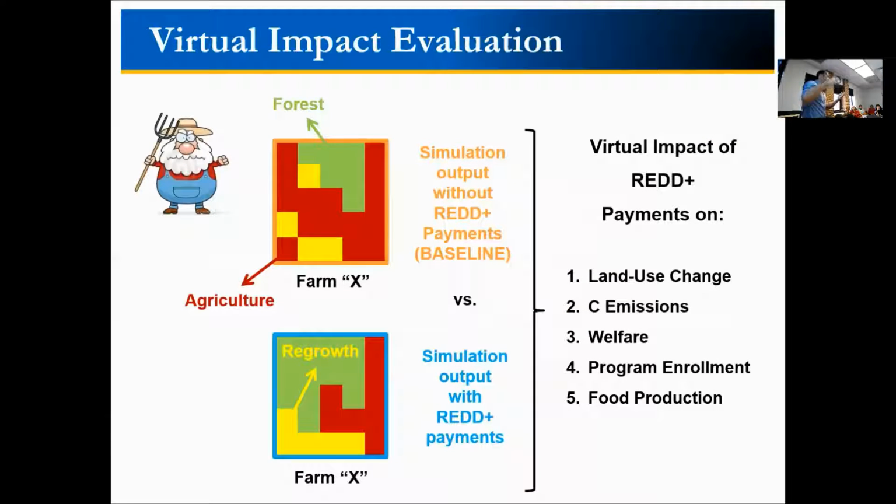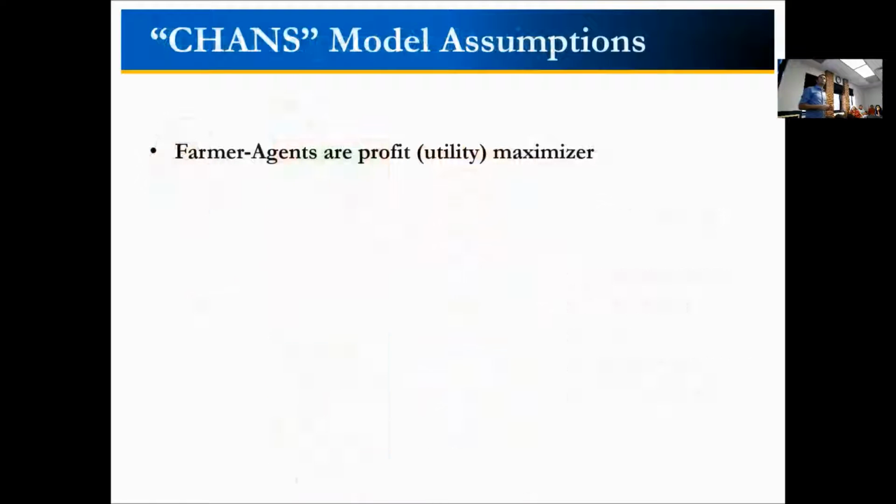So I have this impact evaluation framework where I can simulate payments to farmers and see what happens to their farm given the level of payments. And I can also simulate what would happen to the farm in the absence of the payment, so I have a baseline or a control. I can create multiple payment scenarios, and based on those I can evaluate how that changes land use, carbon emissions, welfare, and so on.